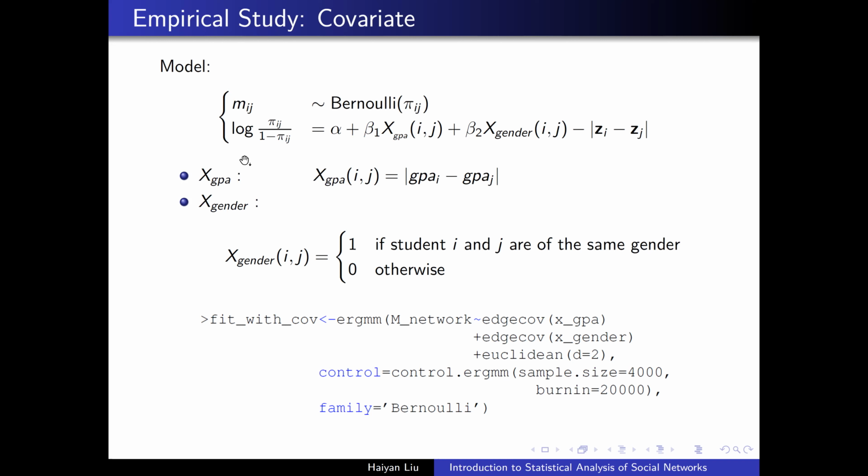To include the edge covariate analysis, we could use the command edgecov, and then in the parentheses, we put the variable name as GPA, edgecov as gender, and then we also include the Euclidean space d equals 2. And then if we use Bayes, then we tell the setup of the Bayesian algorithm: sample size, burn-in, and the thinning, etc.